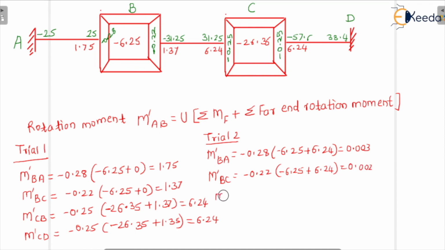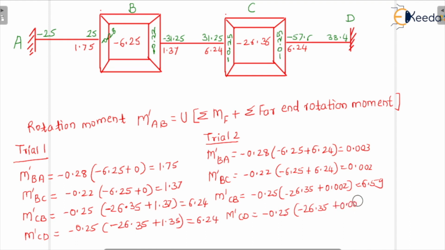Then use m dash of CB. Now here minus 0.25 minus 26.35 plus, now we will use this value 0.002. So we get the answer as 6.59. Then m dash of CD is equal to minus 0.25 minus 26.35 plus 0.002. Okay, so we get it as 6.59.